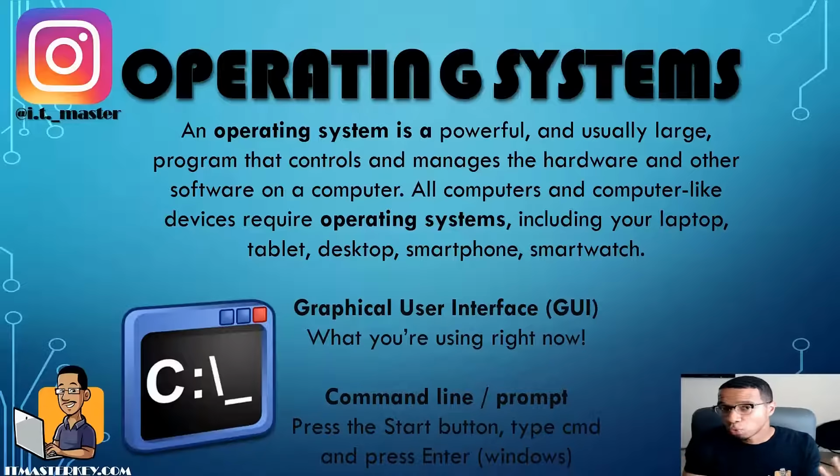So the GUI, the graphical user interface, is what we're using right now. It's pretty pictures and buttons and stuff that we can click on, and graphics that we can actually see, right? Now, the reverse of that is the command line or the command prompt. Everything that can be done on the graphical user interface can be done in the command line. So the command line is just words, letters.